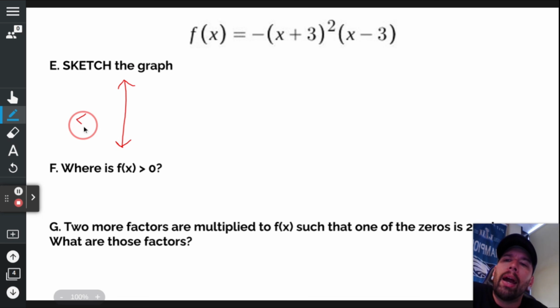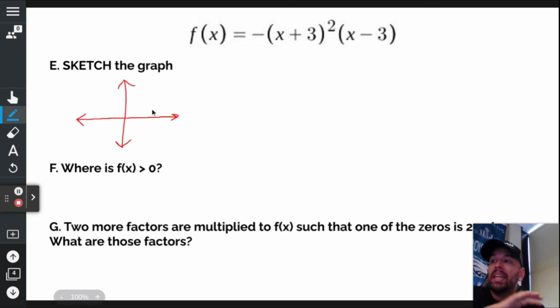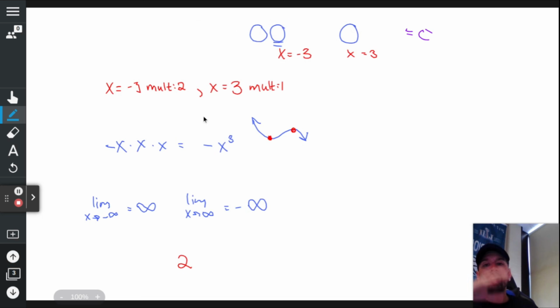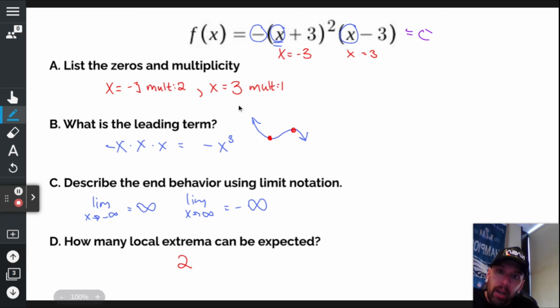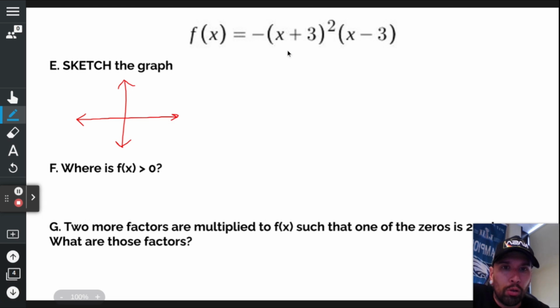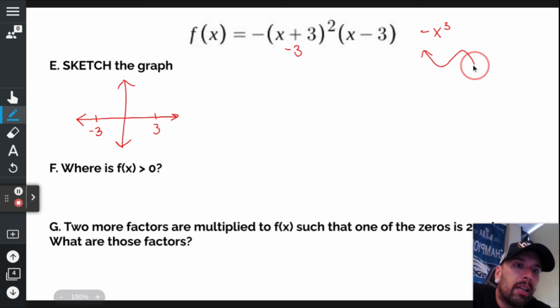When you sketch a graph, you are not making something that is 100% precise. You are just making an accurate representation of how the graph behaves. This is what I know from the previous slide. What I know is it looks like that. I also know that I have zeros at negative 3 and positive 3, and that the multiplicity at negative 3 is 2. So again, I know that my 0 of negative 3 right there and my 0 of positive 3 right there. I know since the leading term was negative x cubed that it's going to look like this.